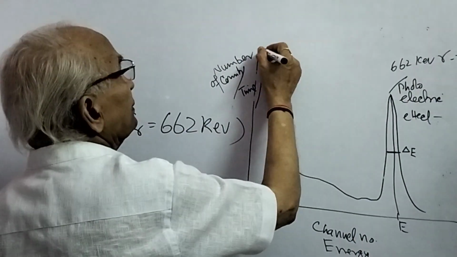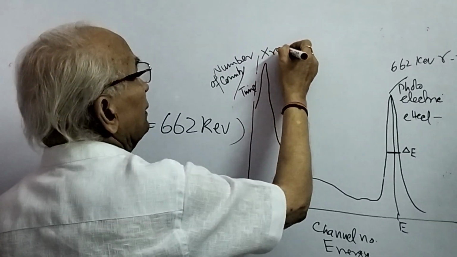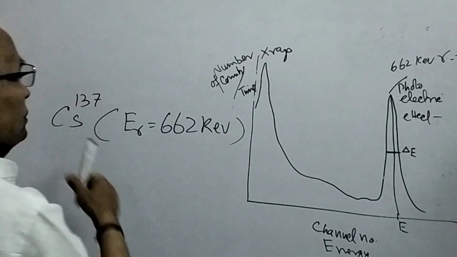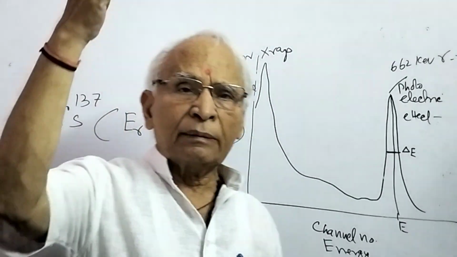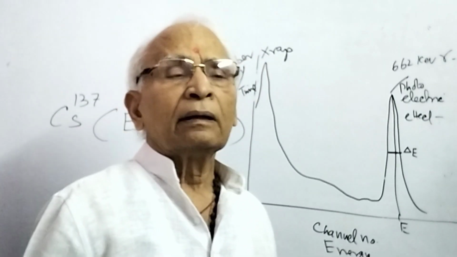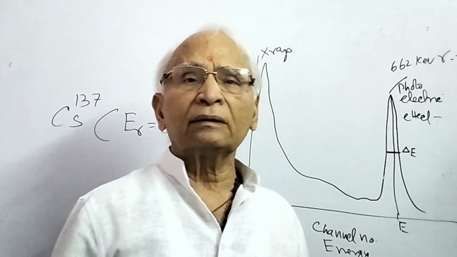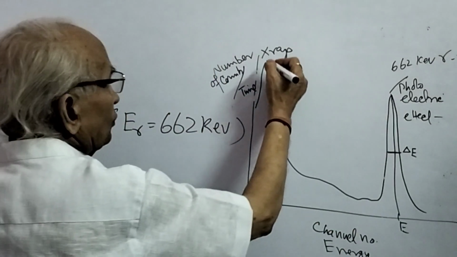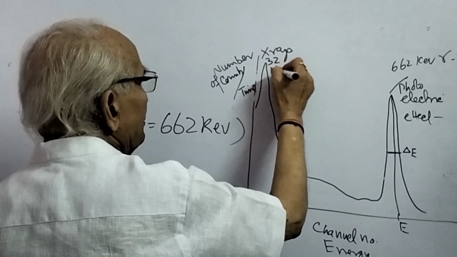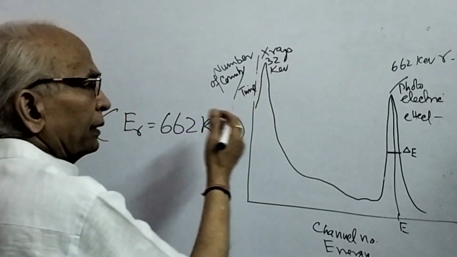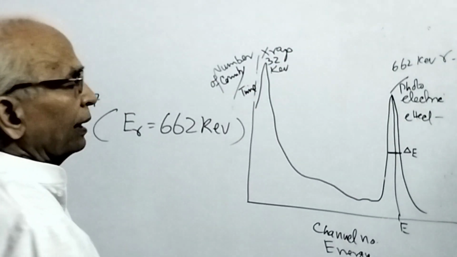And this is called X-rays. We get X-rays from the cesium source where an electron comes down to a lower state. Cesium decays to a barium isotope, and we get barium X-rays of around 32 keV. Many times we don't see this because it is lost in the noise of the amplifier.